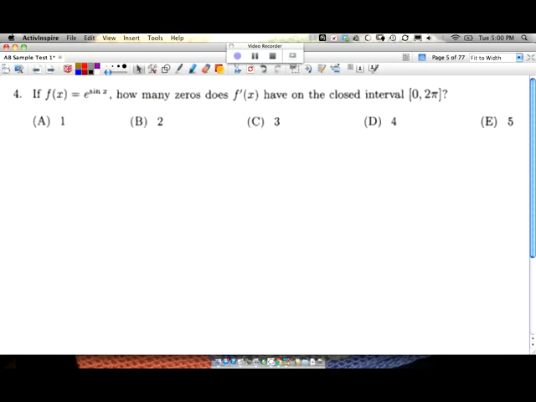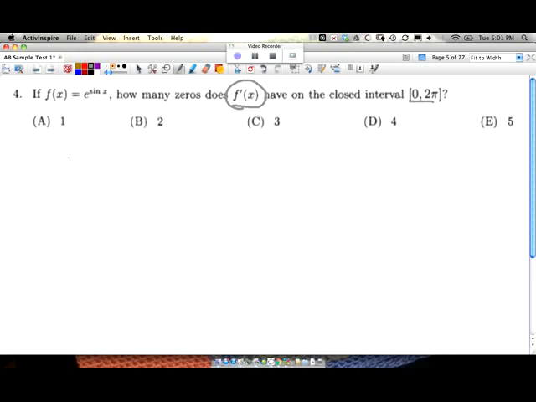Remember, all of these are non-calculator, the first 3 sets actually, numbers 1 through 27 or 28 or so, something like that. Non-calculator for all those. All right, we have: if f of x equals e to the sine x, how many zeros does f prime have on the closed interval?